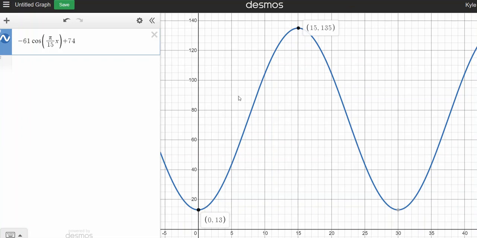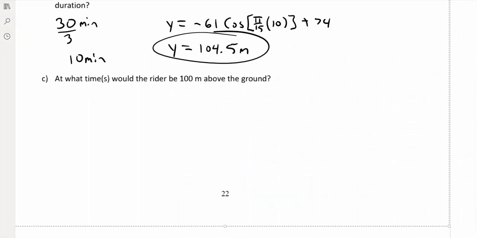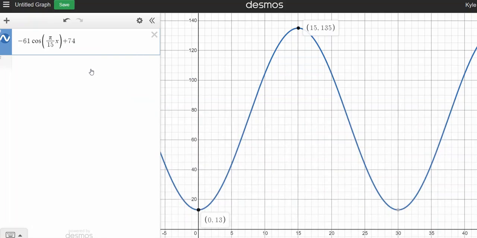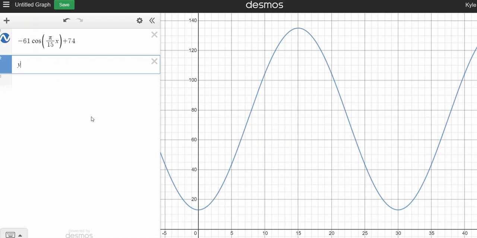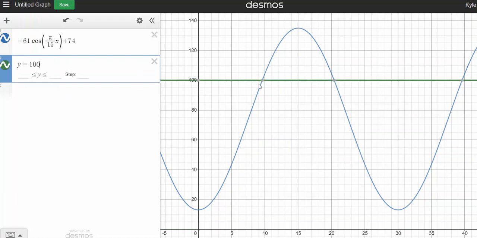At what times will we be at a certain height? So our height is our y-axis, right? They're asking what the x value will be when the y value is 100 meters. So what we're going to have to do is graph one more line. I'm going to graph y is equal to 100. So now you can see that straight line, and now I figure out where these things cross.